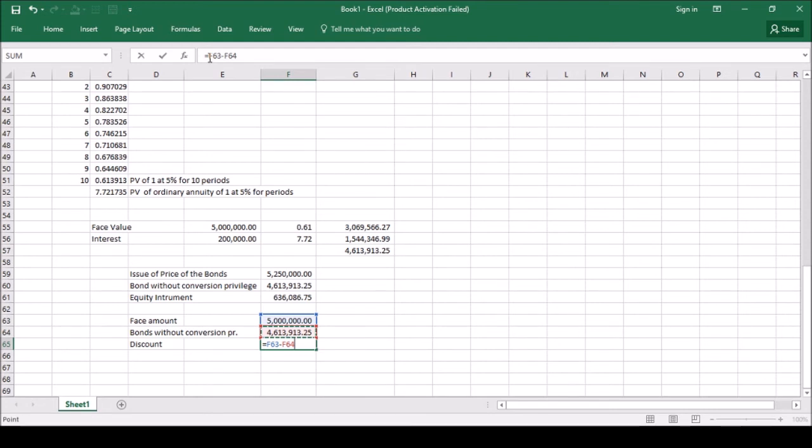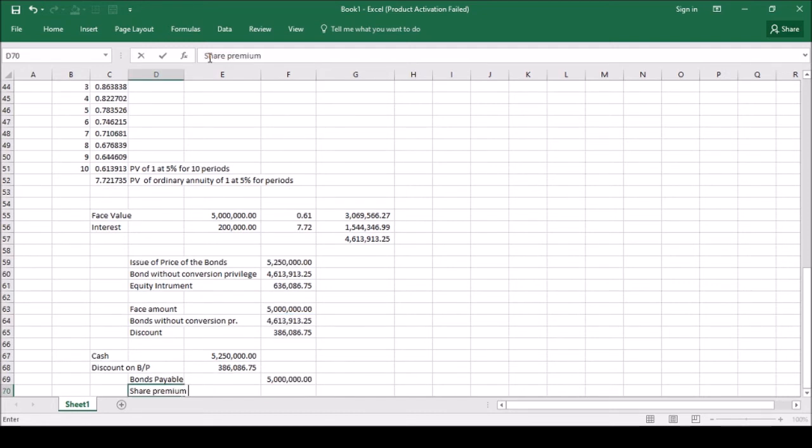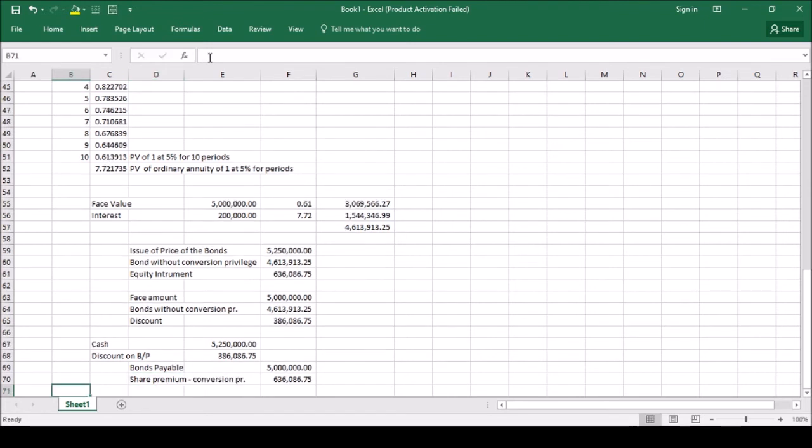Can we now prepare the journal entry of the particular problem? Yes. We have cash, the same as before, which is 5,250,000. And then we have discount on bonds payable, which is 386,086.75, and then we have bonds payable at face amount, which is 5 million, and then the share premium related to conversion privilege, which amounts to 636,086.75.